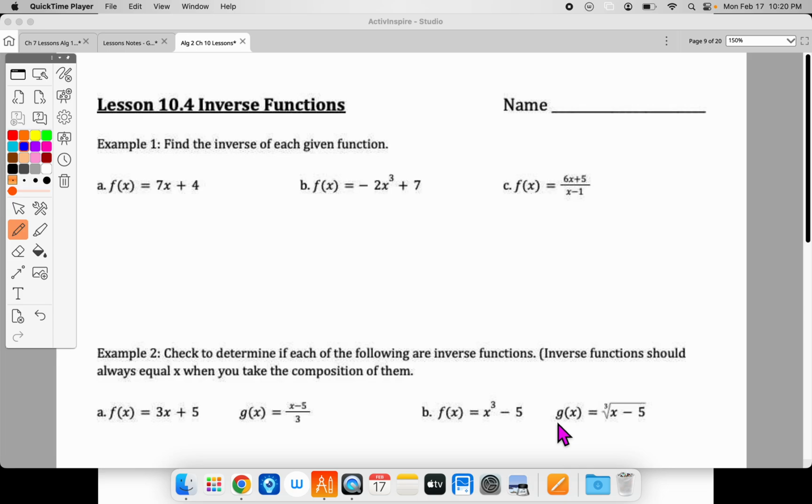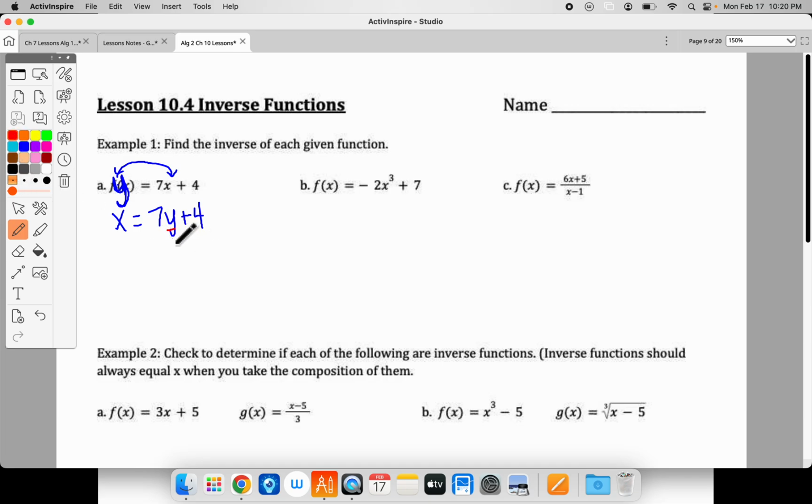So today we're going to look at inverse functions. First things first, to find the inverse function, all you're going to do is basically flip the x and y and then solve the equation for y. So this equation right here, f of x, that's just a really fancy way of saying y. It's the same thing. So what we're going to do to find the inverse is flip our x and y. So x equals 7y plus 4.